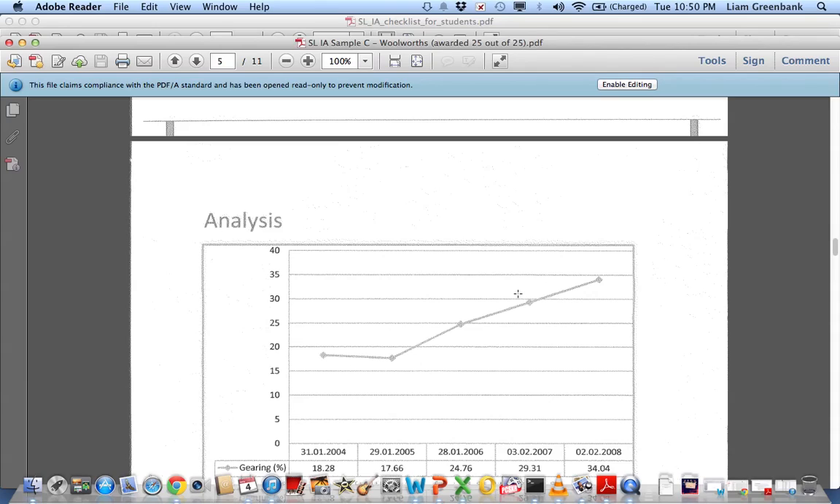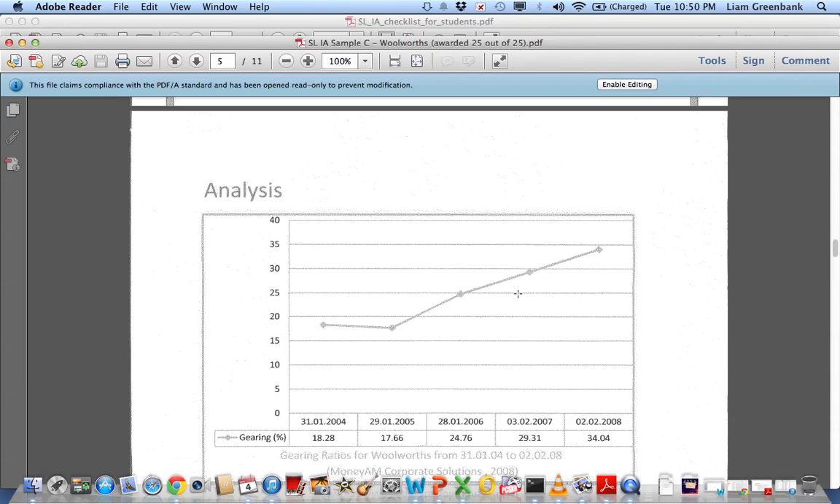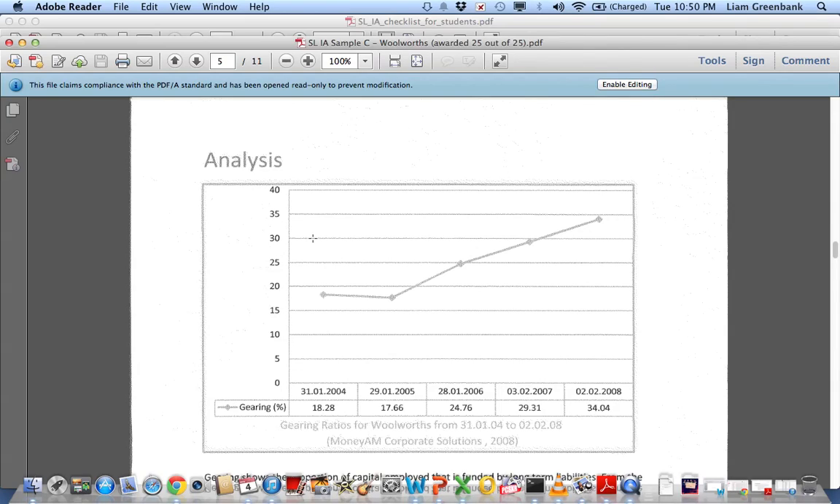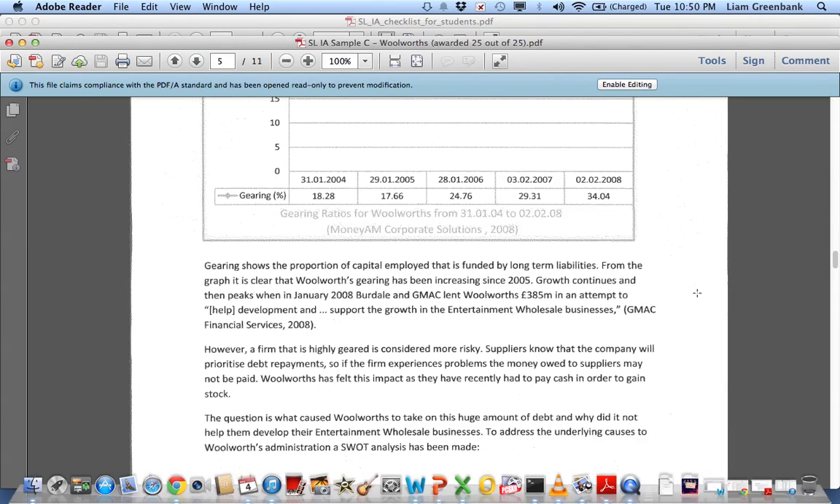Okay, then they go straight into the analysis. Now what's good here is that they have mixed in some graphical data as well. So you want what we call illustrative material, maybe some pie charts coming out of a survey you did, maybe some graphs to help you show more clearly what is happening. So this one is a graph showing the gearing ratio of the company. Don't worry if you don't know what gearing is yet. This is obviously just linked to this particular question.